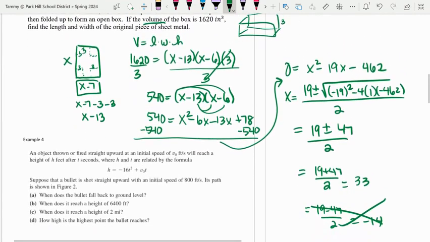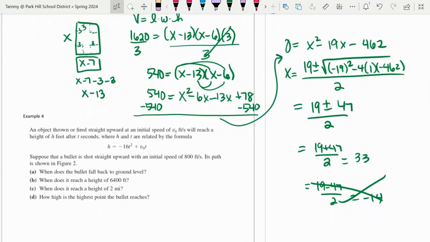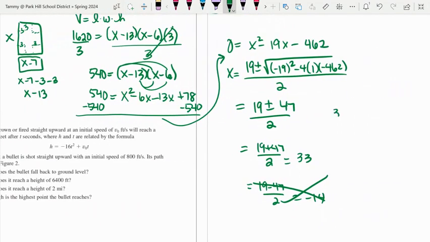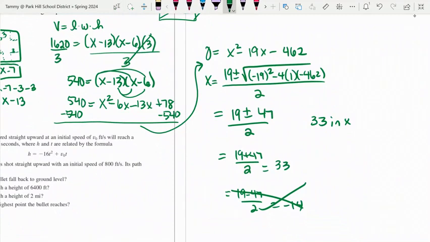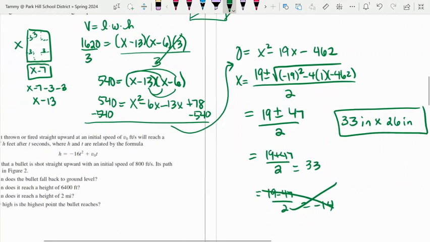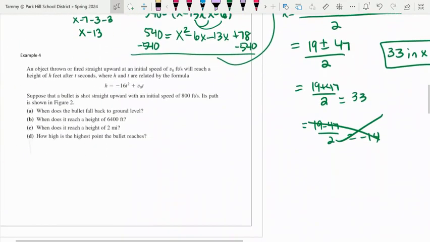So it wants to know the original length and width. So my original is 33. What's the dimensions again? In inches. By x minus 7. So 33 minus 7 would be 26. And that's the work I'd need to see. All right, example 4.